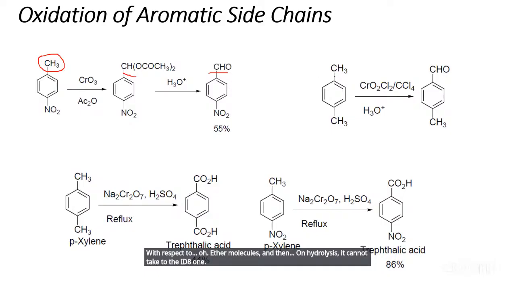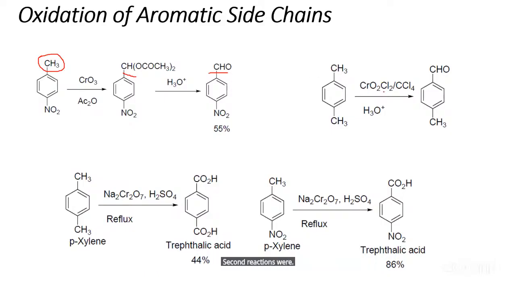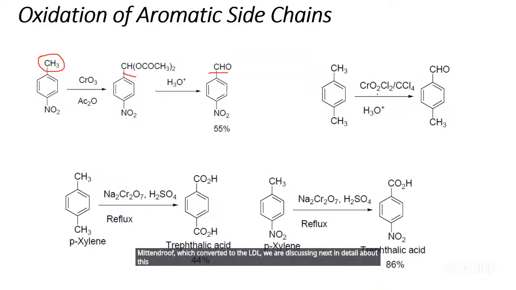In the second reaction, the methyl group of the bromo chloride is converted to the aldehyde. We will discuss this Sarett oxidation in detail next.